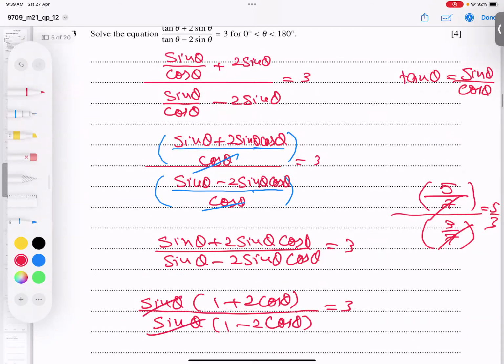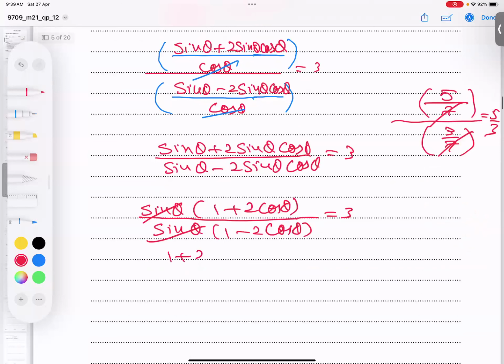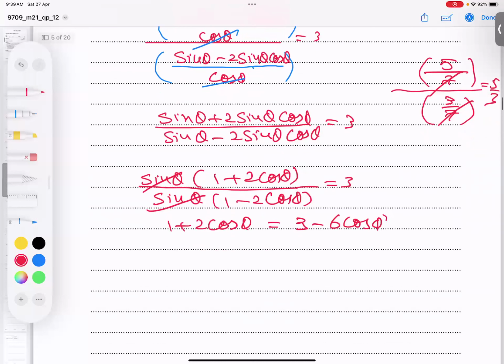This is cancel out, cross multiply. I get a 1 plus 2 cos remain as it is, but this multiply with a 3. So 3 and 3 to the 6 into cos theta. This cos theta negative sign, so bring it here. And 6 will come and add 2. I get a 8 cos theta.